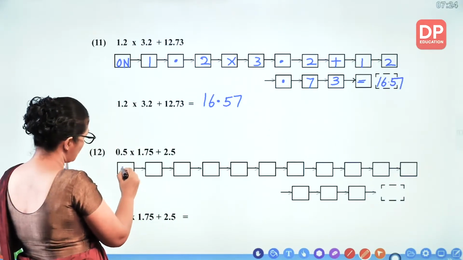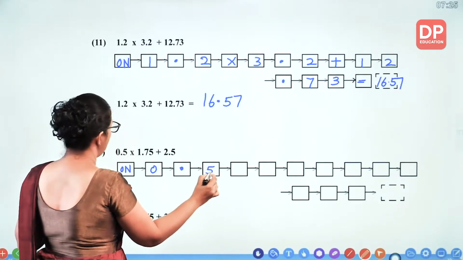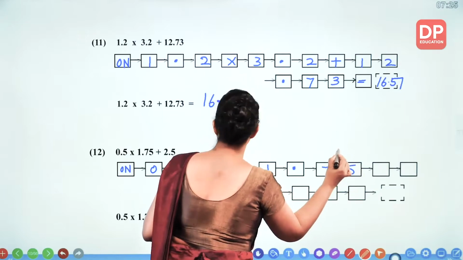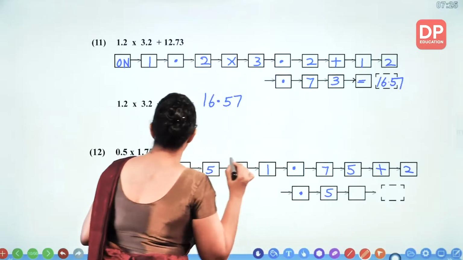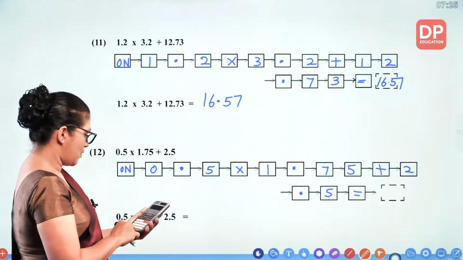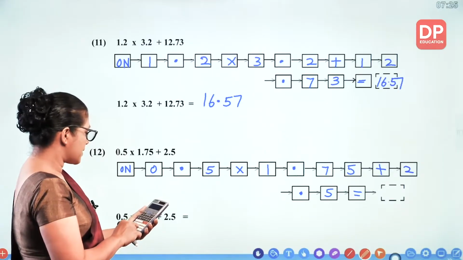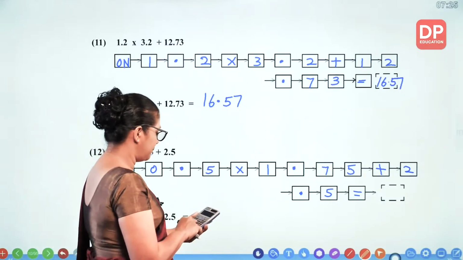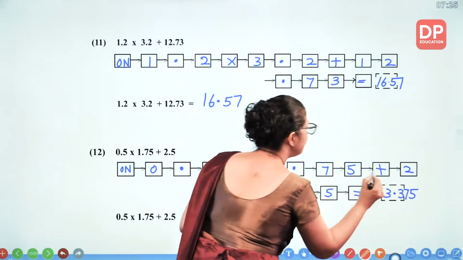This one, switch on the calculator. 0.5 multiplied by 1.75, add 2.5, and then the equal sign. 0.5 multiplied by 1.75 plus 2.5 is 3.375.